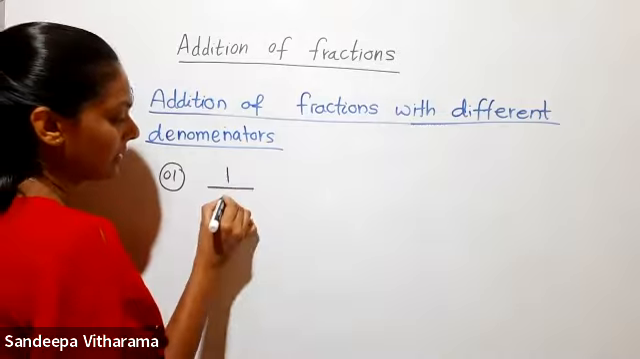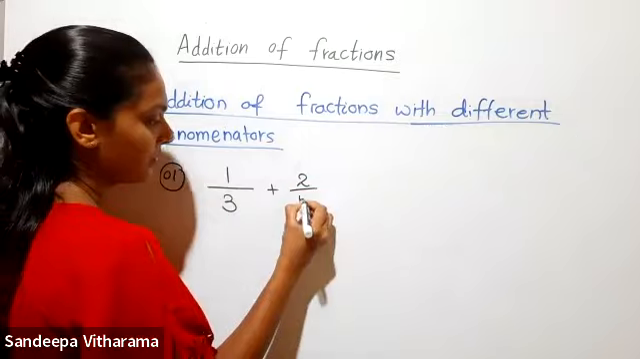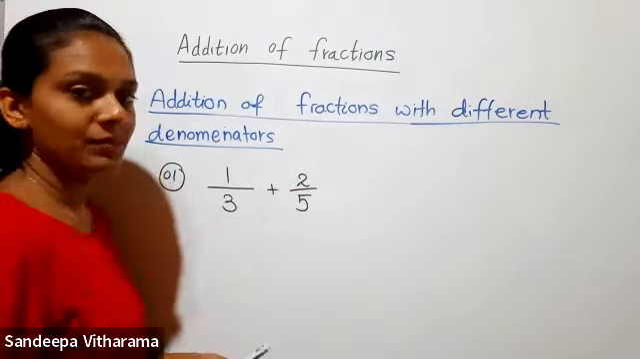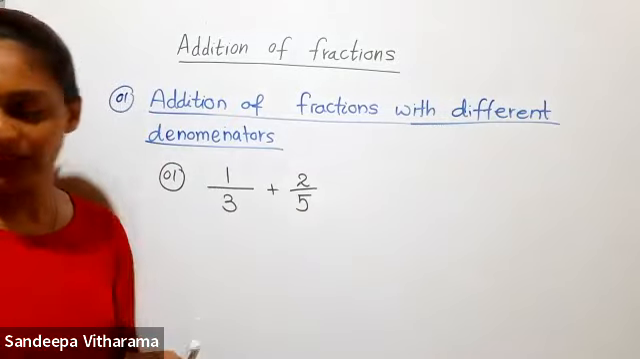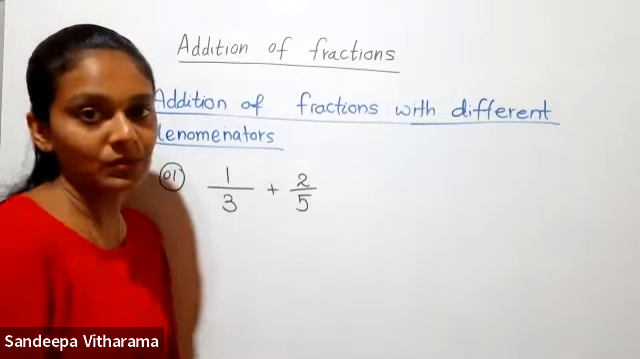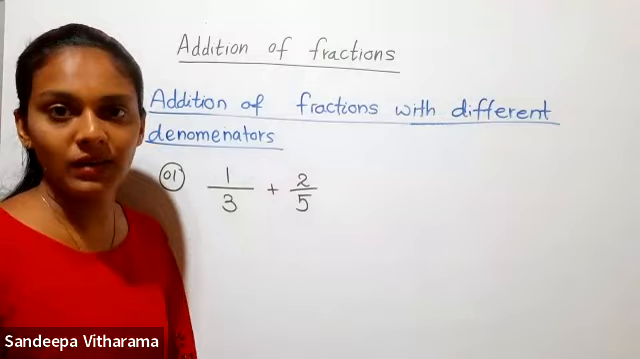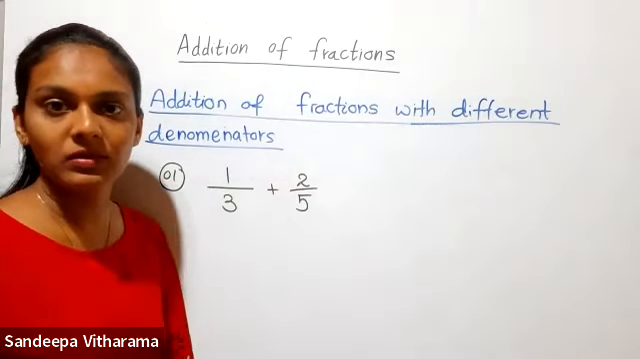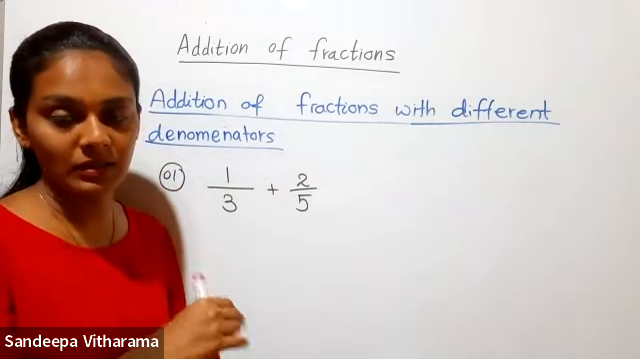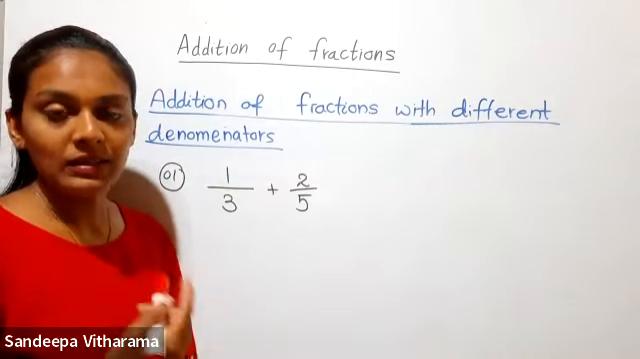You have to add 1 upon 3 and 2 upon 5. Okay, look at here. You can see that denominators are different, no? In such cases, we have to convert this into one denominator. So how do we identify the common denominator? We call it the common denominator. That means we make these two denominators into one value.